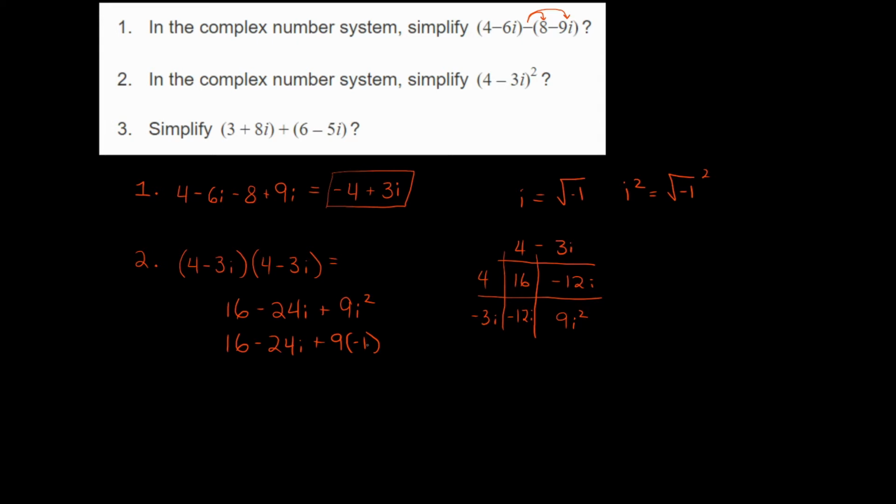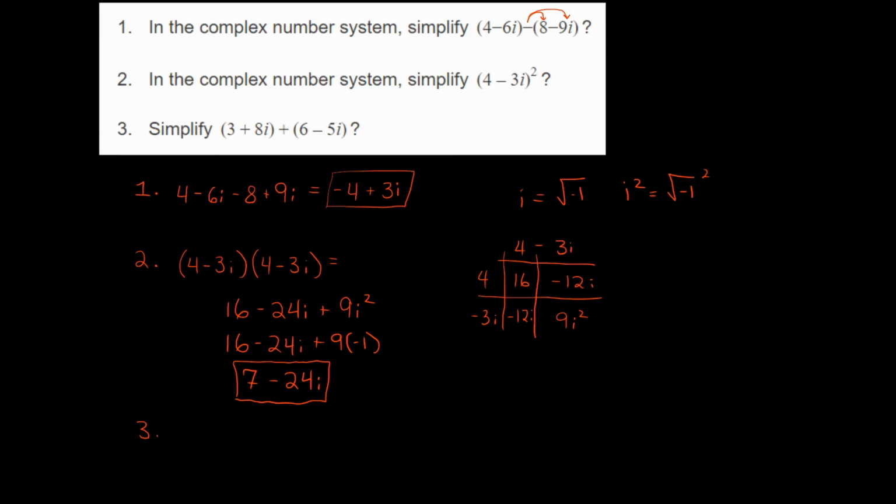So we have 16 and we have negative 9. 16 minus 9 is 7. And 7 minus 24i does not simplify. That is simply a complex number, and it also happens to be the answer to this question. Alright, I'm going to clear this up before I do the last one. Actually, no, I don't need the room. It's just an easy addition problem.